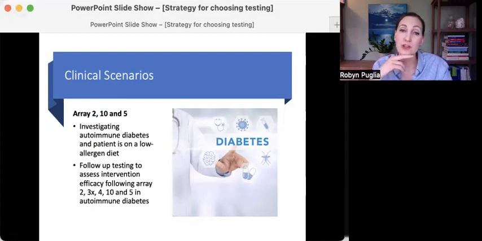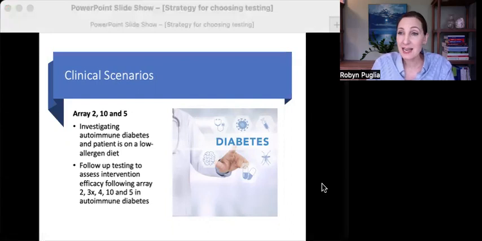This can also be used as a bundle to follow up with testing to check efficacy following RAs 2, 3, 4, 10, and 5 in autoimmune diabetes. So very similar testing criteria, and in fact the same testing bundle as we would use for autoimmune arthritis, but when we're specifically thinking about autoimmune diabetes.